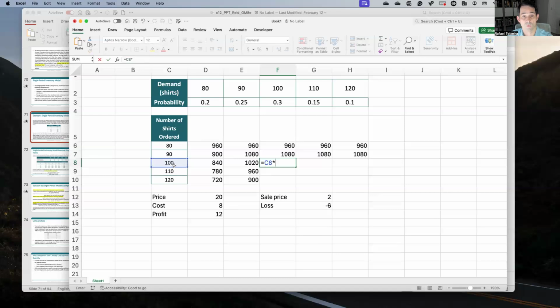He orders 100. The demand is 100. He sells everything. Let's lock the cells. Copy them. Now it changes a little bit.